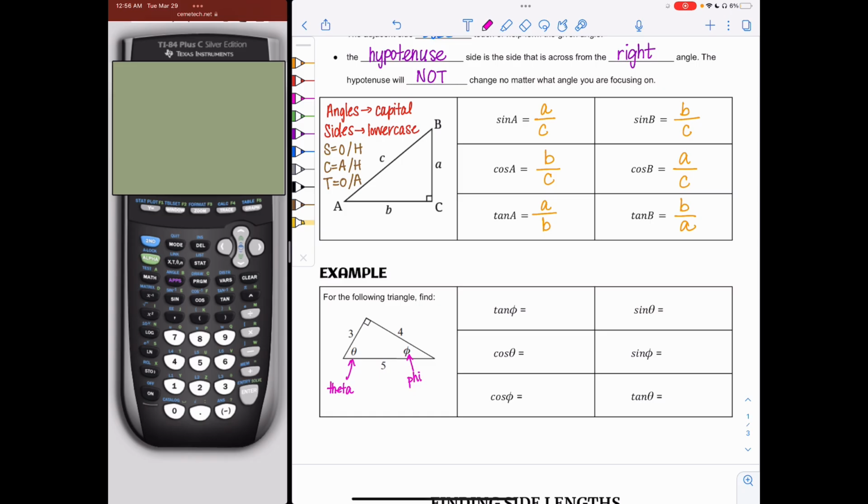All right. So I want to find the tangent of phi. If I'm going to be focused on phi here, I'm going to be focused on this angle here. And we know that tangent is opposite over adjacent. So the opposite is going to be 3, and the adjacent is going to be 4. So I can see that my opposite over adjacent is going to be 3 over 4.